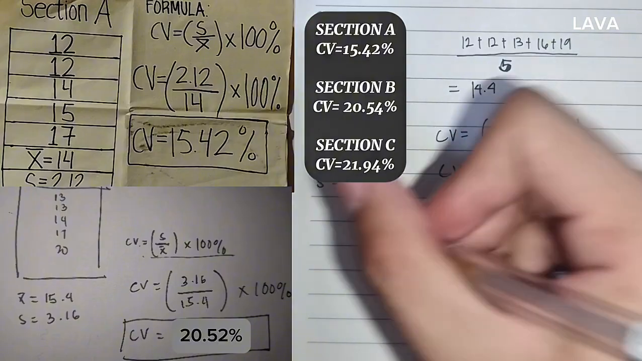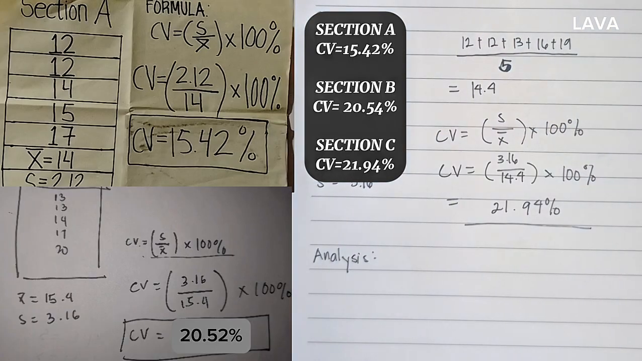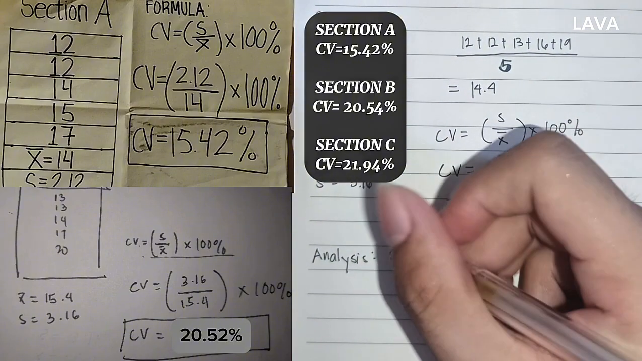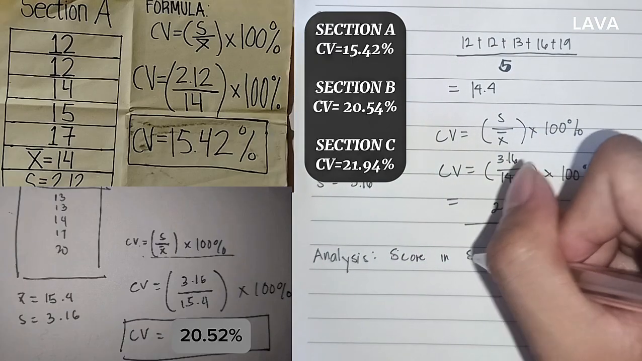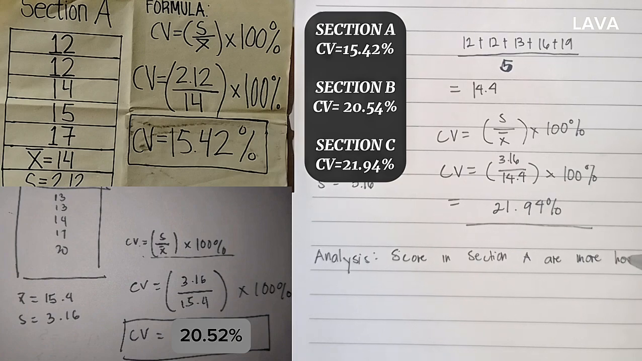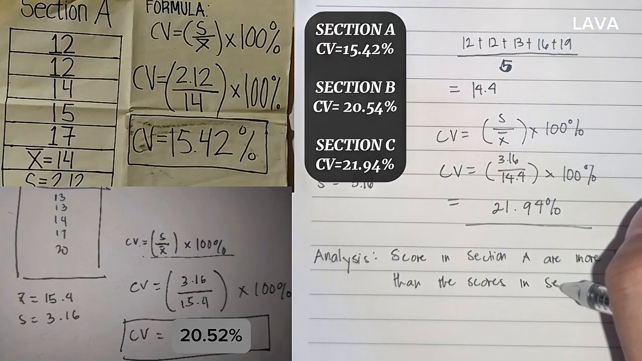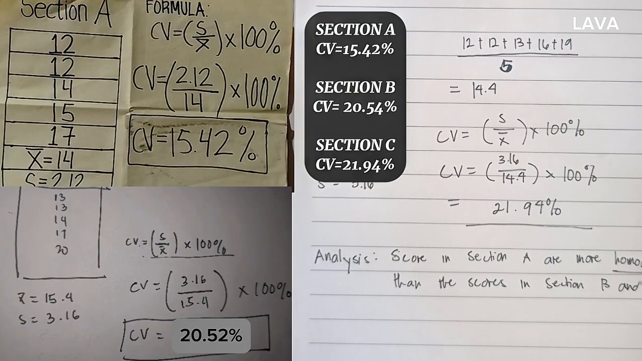Okay, so our analysis. Since the smallest coefficient of variation is section A, it can be perceived that the scores in section A are less spread or scattered than the scores in section C. So in other words, the scores in section A are more homogeneous than the scores in section B and C.